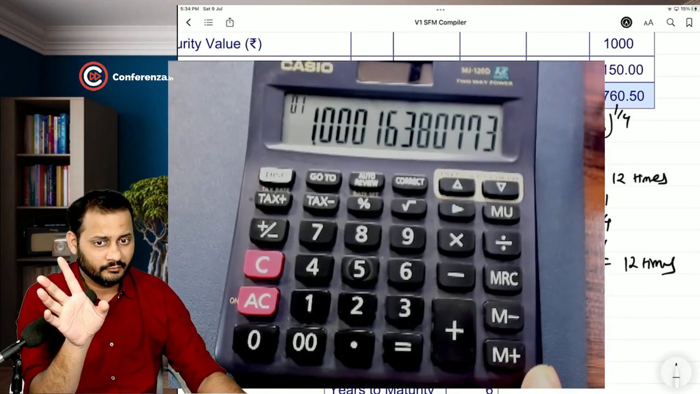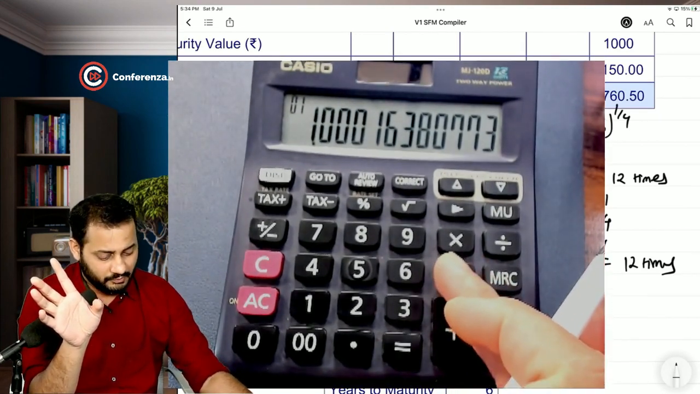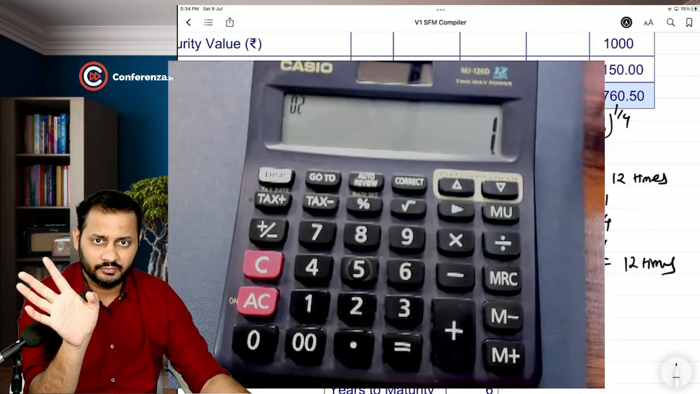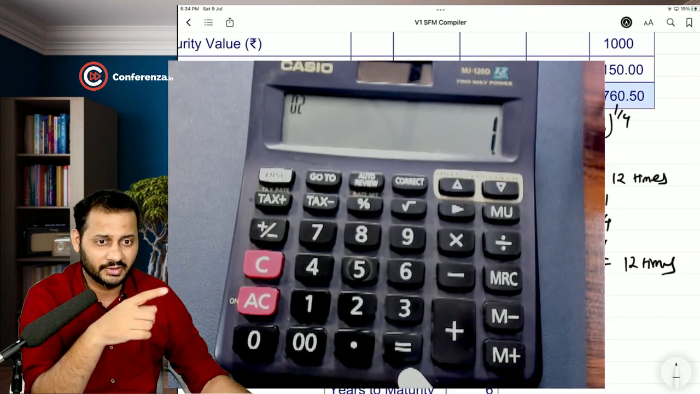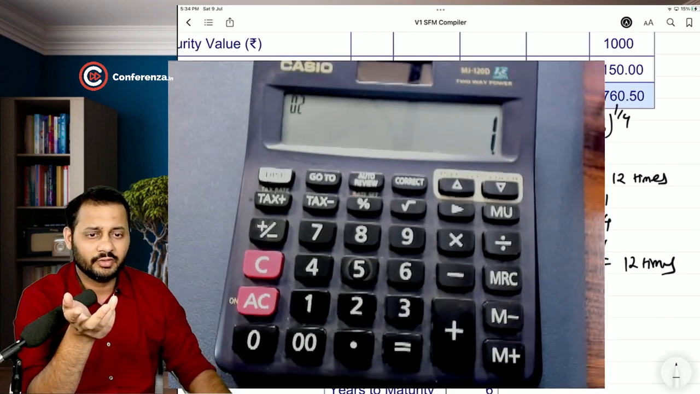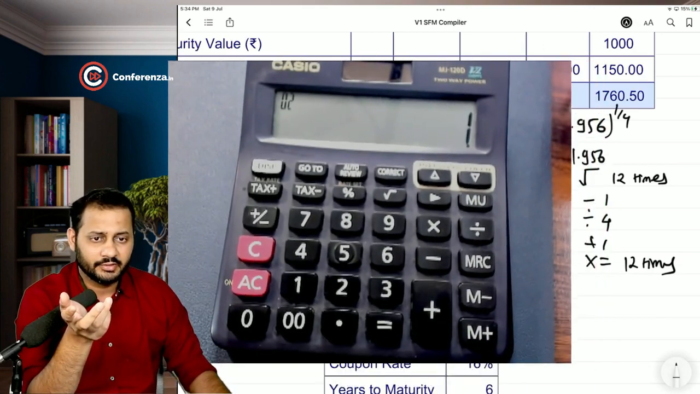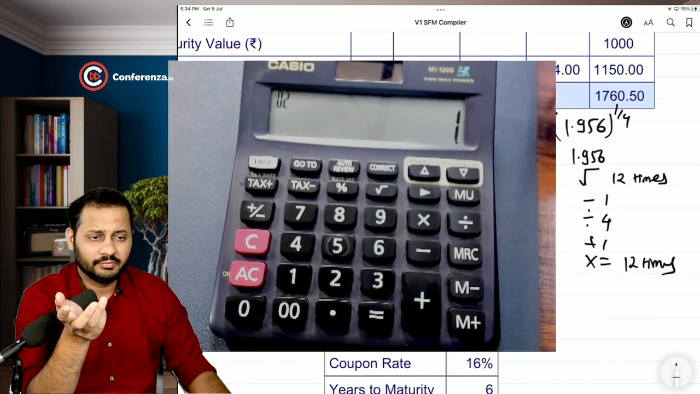Okay, now minus 1. Okay, no other button. Don't press the equal to button. Lots of people make this mistake. I have not written equal to there, and still you are doing it. Okay, I will just make it to this level. What is the next step then?